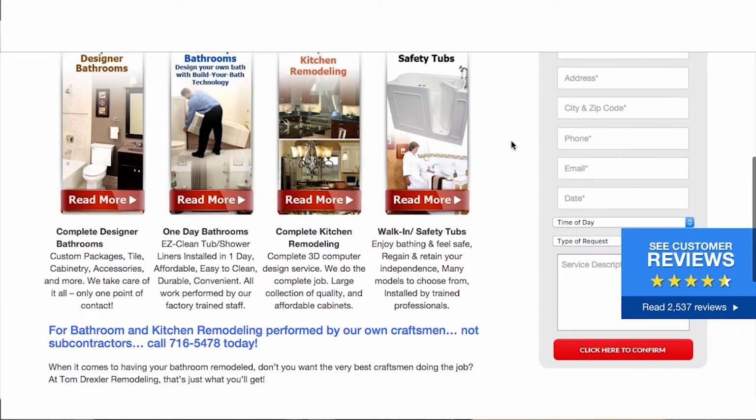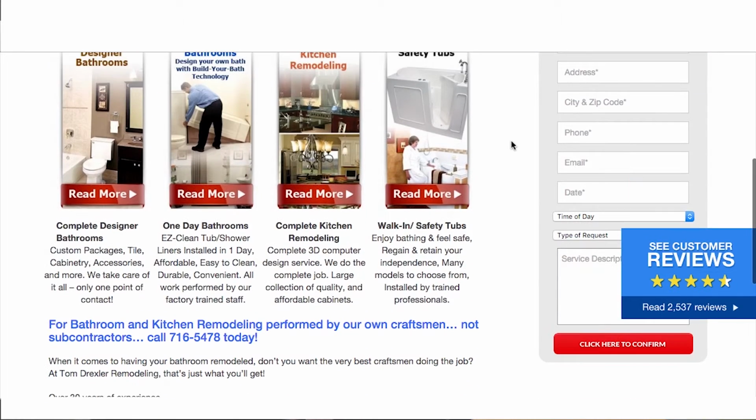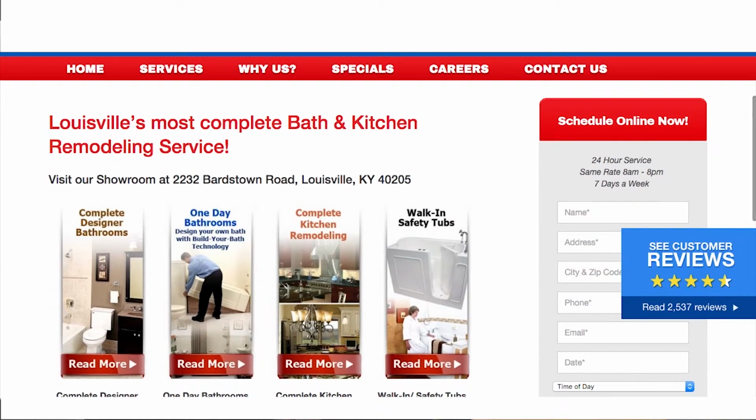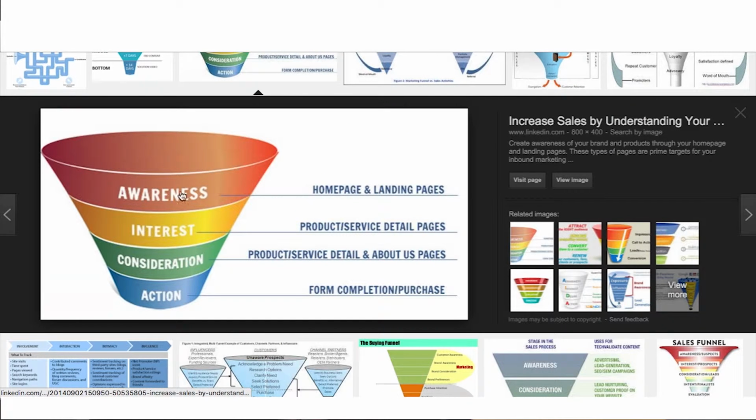So when I look at Tom Drexler's homepage, he does have an option over here on the right. If you see it, it says schedule online now, which is what I would consider a bottom of the funnel offer. So I want to review that real quick with you, kind of what I mean by bottom of the funnel. So in the typical sales funnel, you have an awareness stage, an interest stage, consideration, action, and some people may call those things slightly different things, but generally there's awareness, consideration, and action. So the bottom of the funnel would be an action.